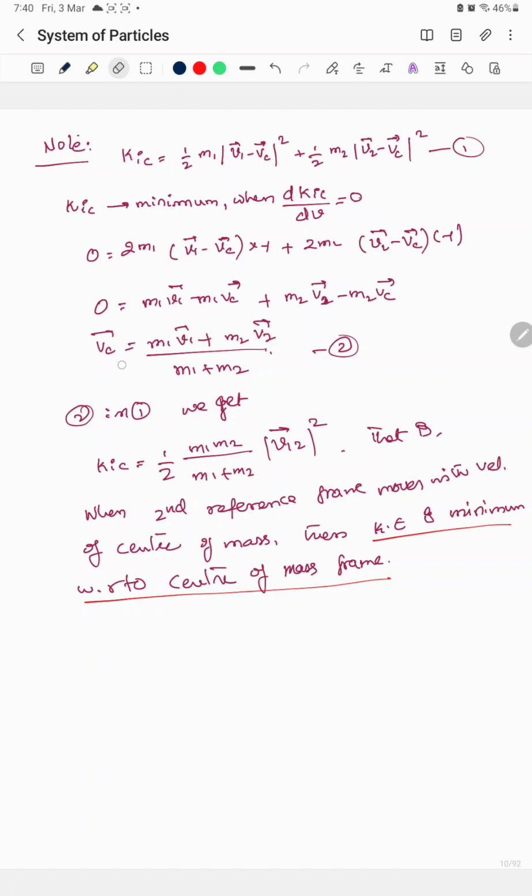Now if you substitute this in the earlier equation, you will get this. That is, when the second reference frame moves with the velocity of the center of mass frame, then the kinetic energy is minimum with respect to the center of mass. So this is the conclusion. Thank you.